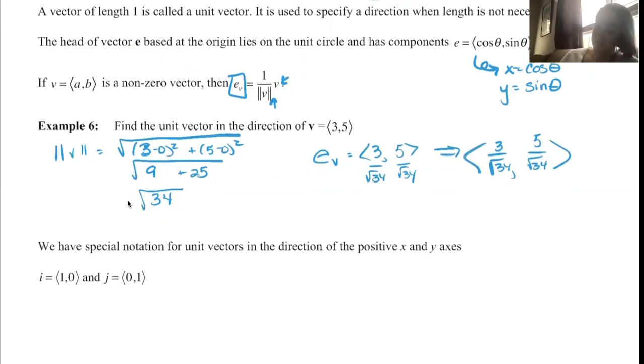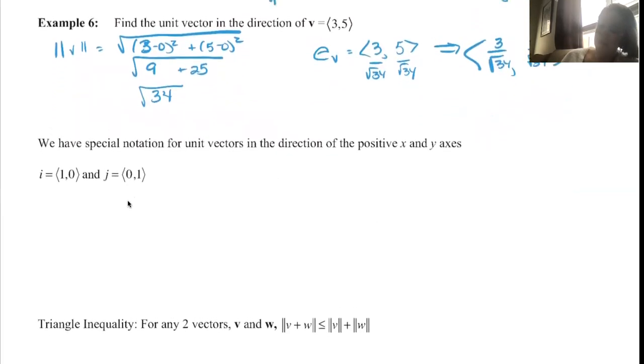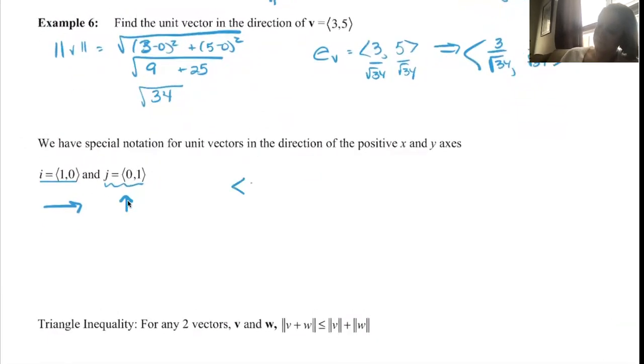And finally, we have special notation for unit vectors in the direction of the positive x and y axes. i is your vector that goes to the right, and j is your vector that goes up and down. And I remember this from physics. We don't see it in calculus all that often, but instead of writing it like the one above, we'll just use 3, 5. If I recall, we wrote this as 3i and 5j, showing direction.